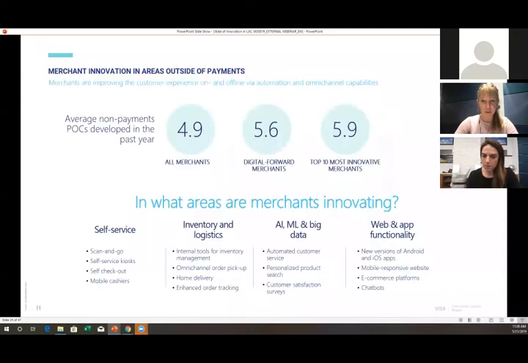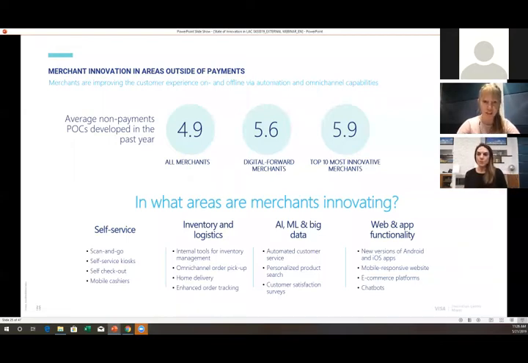Okay, so if we take a look at the next slide, here we look specifically at merchants, because of course merchants are doing innovative things beyond just payments. There are so many ways to innovate when we're looking at commerce in general. A moment ago, we were looking at payments-related proofs of concept. Now, when we look at merchants, we're looking at any type of experimentation or innovation within your organization.